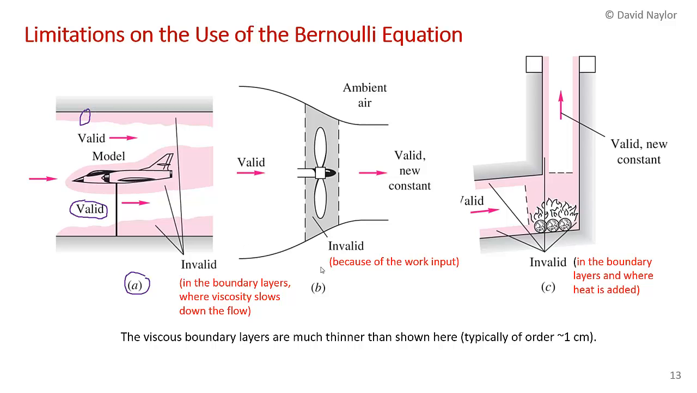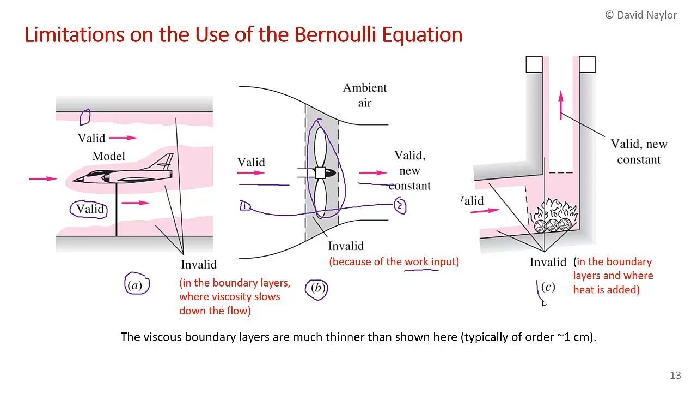Okay, in B, they make the point that I made also, that you can't be adding work between points 1 and 2. So if you were analyzing a streamline here from point 1 to point 2, you've got work addition by this fan, right? So Bernoulli's equation is valid up to the fan and after the fan, but you can't apply Bernoulli's across the fan because we're adding work input. So that's the point made in point 5, I think, on the previous slide.